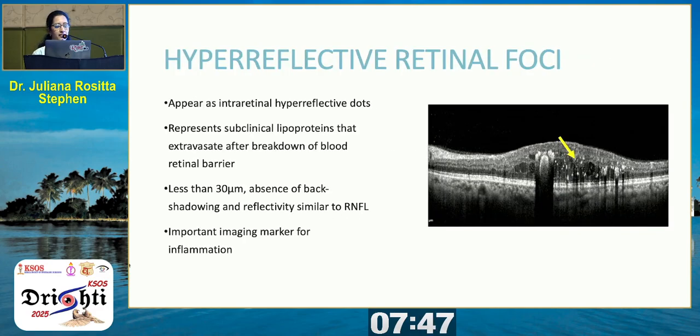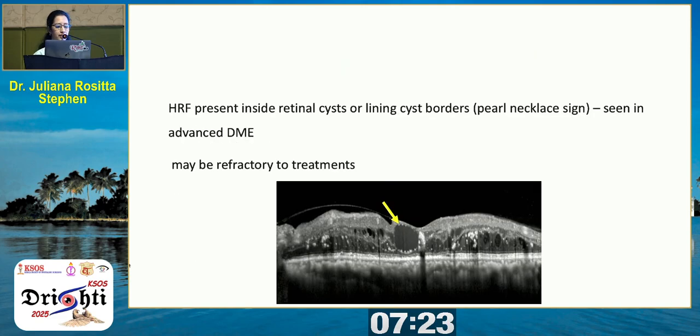Next biomarker is hyperreflective retinal foci. It appears as intraretinal hyperreflective dots, represents subclinical lipoproteins that extravasate after breakdown of blood retinal barrier. It measures less than 30 microns. It is characterized by the absence of back shadowing and its reflectivity is similar to RNFL. It is an important imaging marker for inflammation.